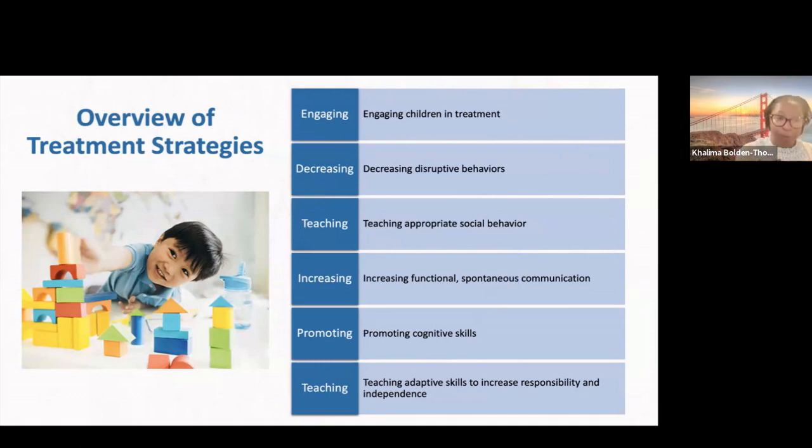teaching appropriate social behaviors. So I want you to think about our CBSST, our cognitive behavioral social skills training. A lot of those principles come from our autism work. A lot of the social skills trainings that we've developed, or adapted rather, for psychosis come from the autism world. We try to increase functionality and spontaneous communication. We promote cognitive skills and also do cognitive, not remediation per se, but a lot of cog rehab, how to compensate for any cognitive deficits we see. And we teach adaptive skills to increase responsibility and independence.